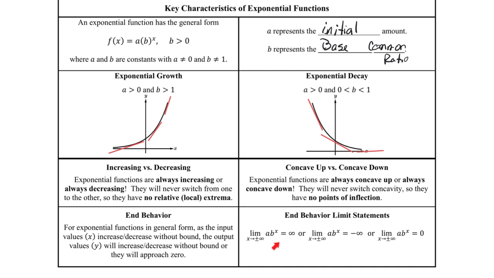So one of these three things has to happen on your end behavior, all right? You'll always have this one over here. One of your sides will be going to 0, but the other could go either way, depending on the makeup of our general form. What's going on with our a? What's going on with our b?